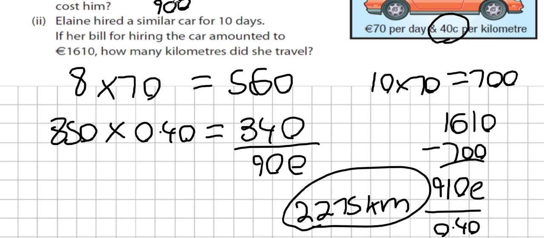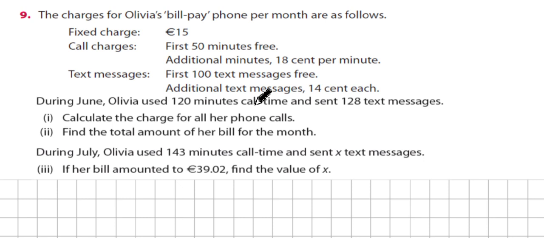Okay. 3, all right. So €15 no matter what. We have to pay that. Okay. And then plus, first 50 minutes are free. After that, 18 cents per minute. But we did 120 minutes of phone calls, yeah?